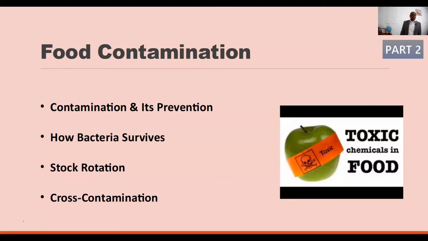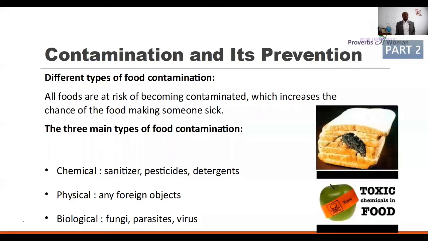Welcome back. On this next section, we're going to talk about food contamination and its prevention: how bacteria survive, stock rotation, and also cross-contamination. Now, there are different types of food contamination. All food is at risk of becoming contaminated, depending on how you handle it, how you prepare it, and also how you store it.